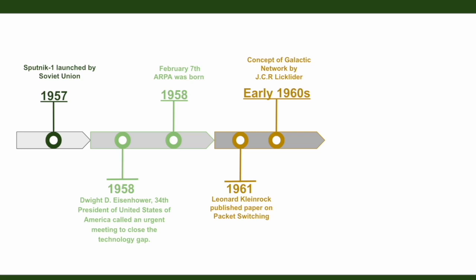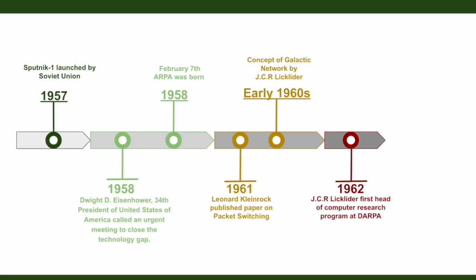And approximately in the same time, early 1960s, there was another gentleman called J.C. Licklider. He came up with a concept called the galactic network. Basically, the concept was that there would be individual systems connected, and they would be sharing data pretty much like our internet today. That was the vision that Licklider had. In the year 1962, the same gentleman, J.C. Licklider, became the first head of the computer research program in DARPA.